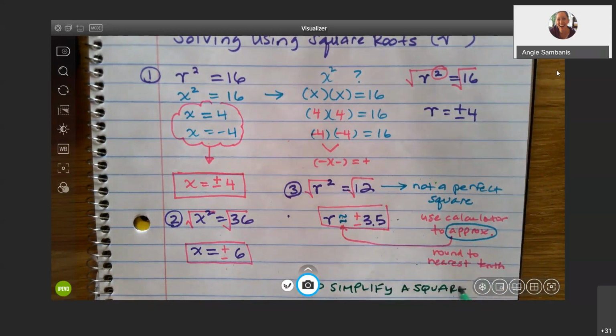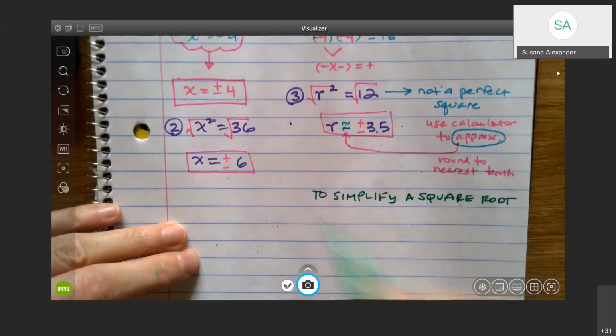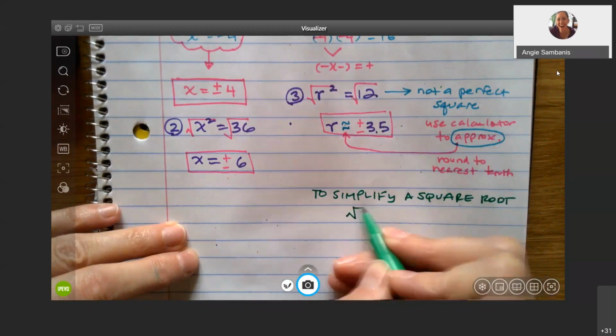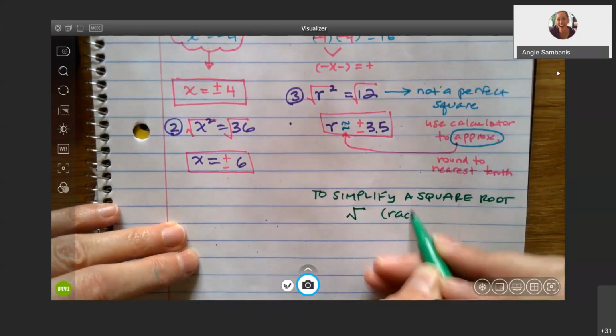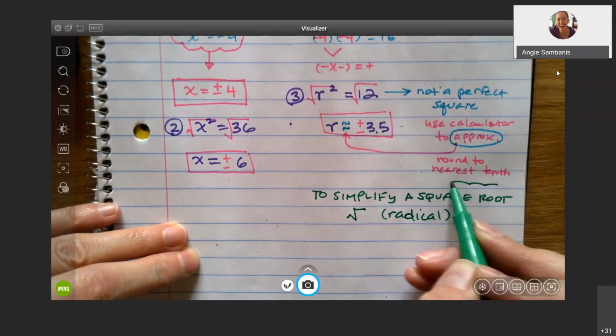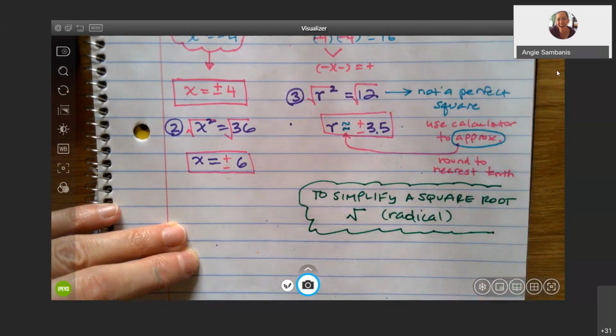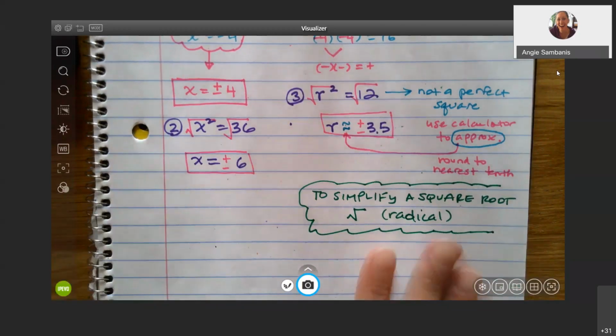So to simplify, can you move your paper down a little bit? Thank you. Okay, to simplify a square root, or we can call it a radical, I'm going to go over the steps. And let me just talk for a second while people are copying this down, what it means to simplify.